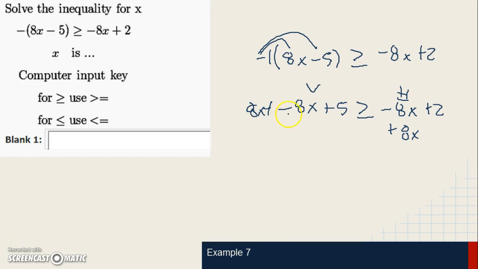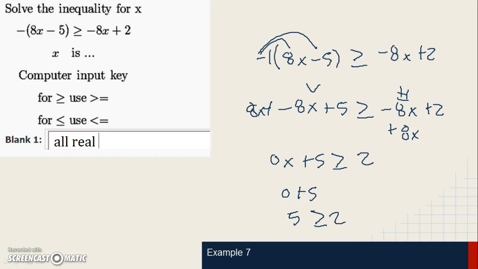Here I have 8x plus a negative 8x, which simplifies to 0x plus 5 is greater than or equal to 2. 0 times x is 0. 0 plus 5 is 5. So I have 5 is greater than or equal to 2. Since there's no variable here, you just have to figure out whether or not the inequality is true. Since 5 is in fact greater than or equal to 2, then in my answer blank, my answer is all real numbers.